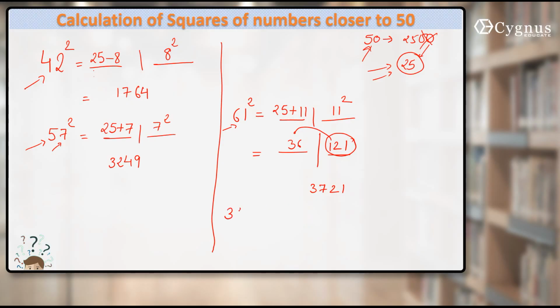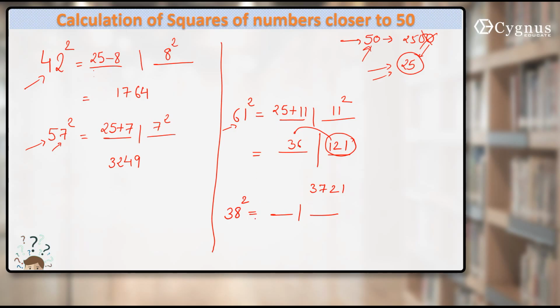Now let's look at one more number which is less than 50. Let's assume that 38 square. What was the first step? Choose your base. That will remain same. That is 50. Square it. You get 2500. Then remove the last two digits. You're left with 25. Fine.